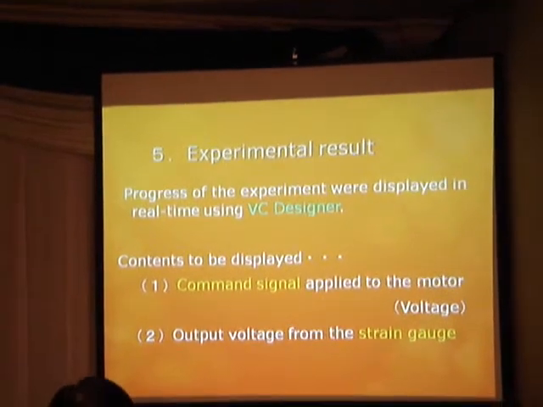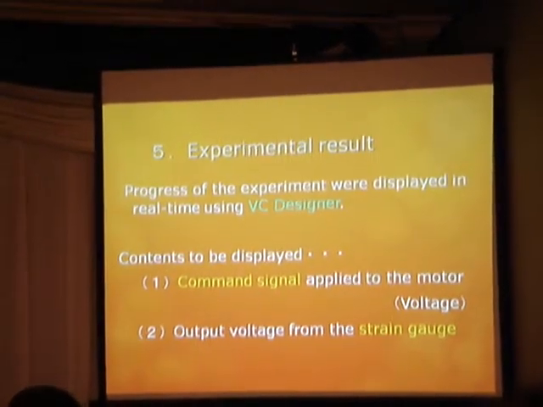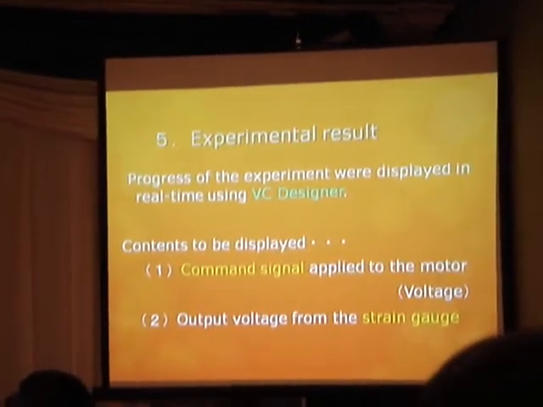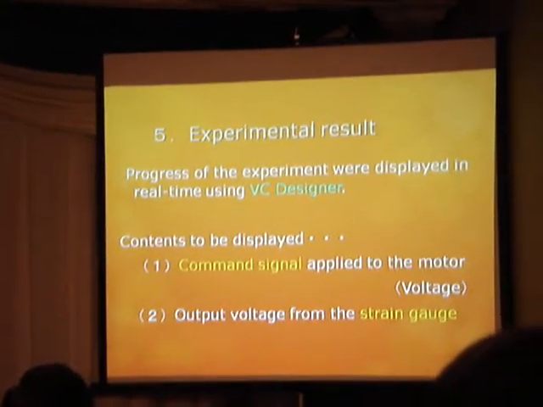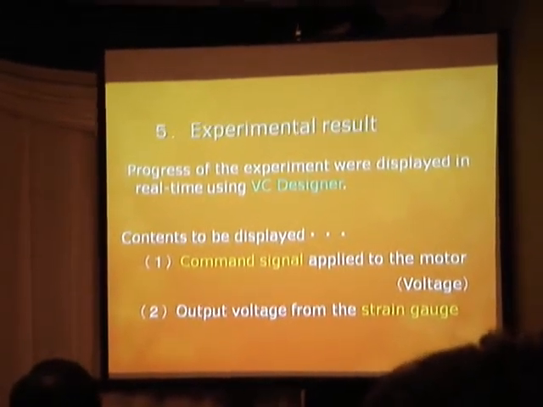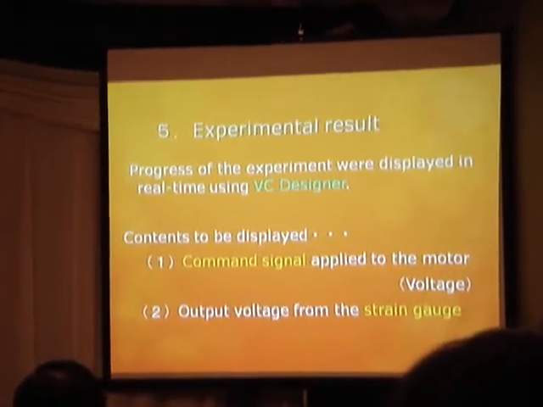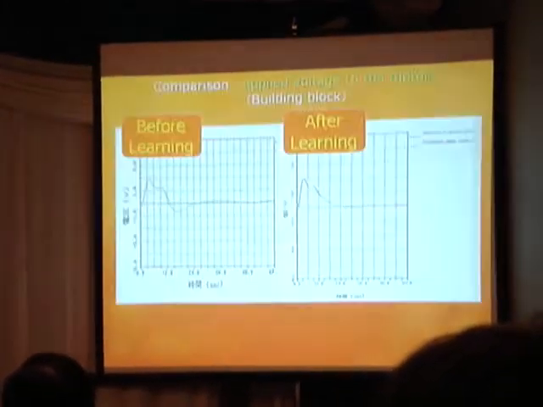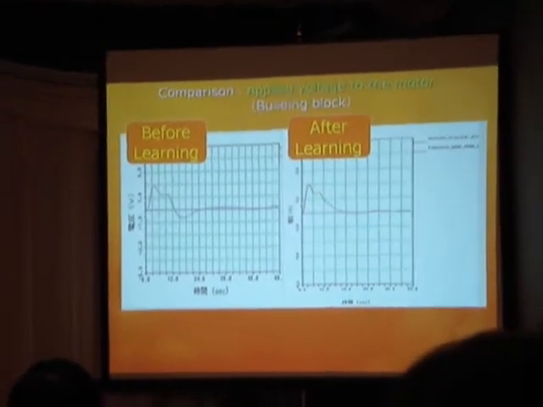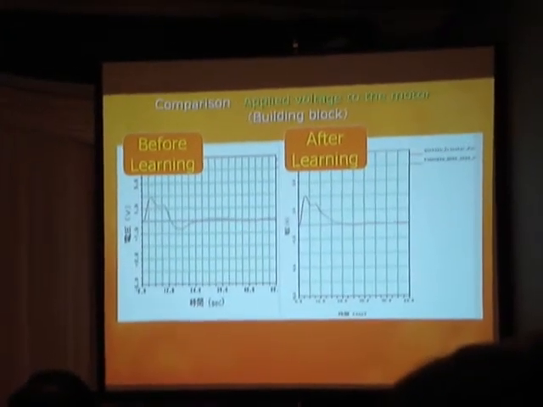Experimental result. The progress of the experiment was displayed in real time using PC Designer. Contents to be displayed: 1. The command signal applied to the motor. 2. The output voltage from the strain gauge. I compare the applied voltage to the motor. The data used the building block.